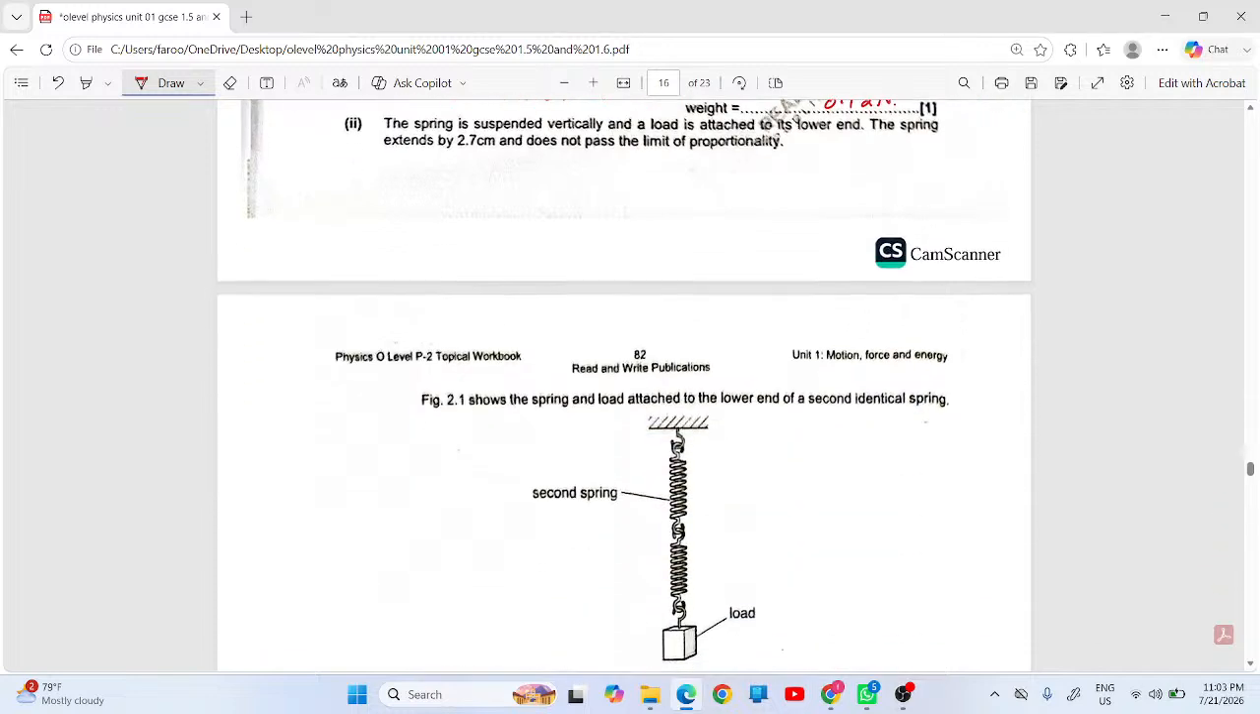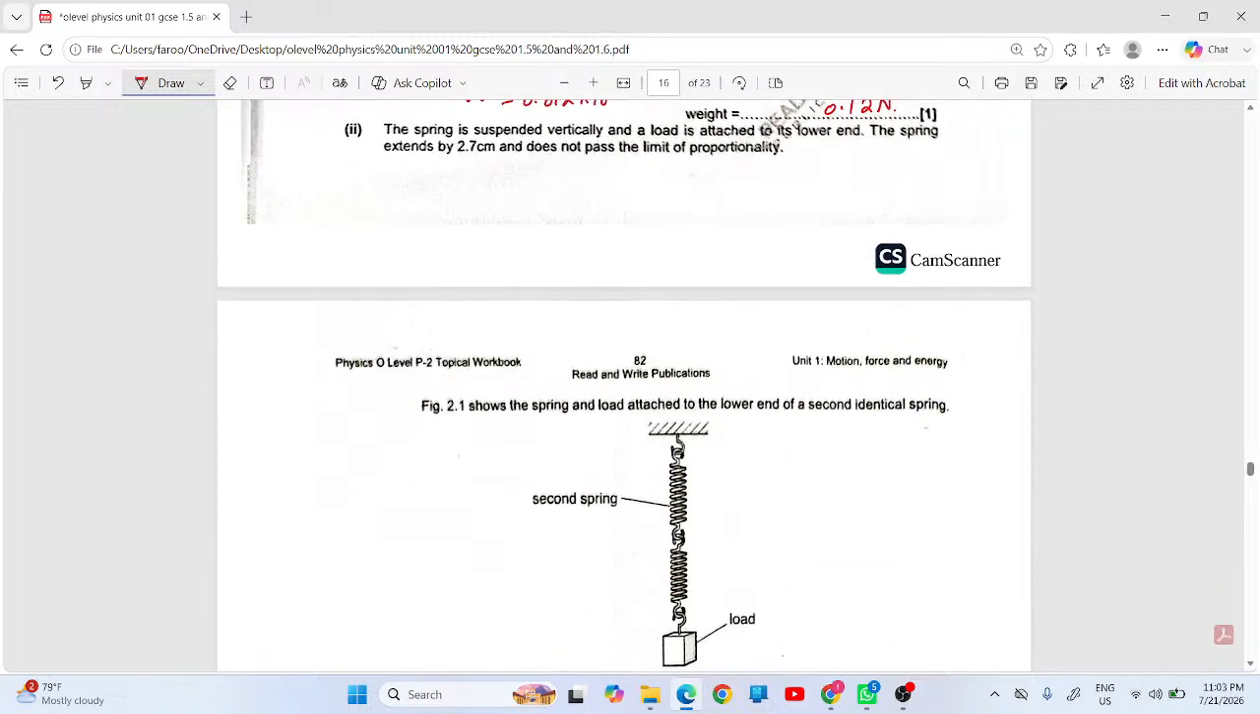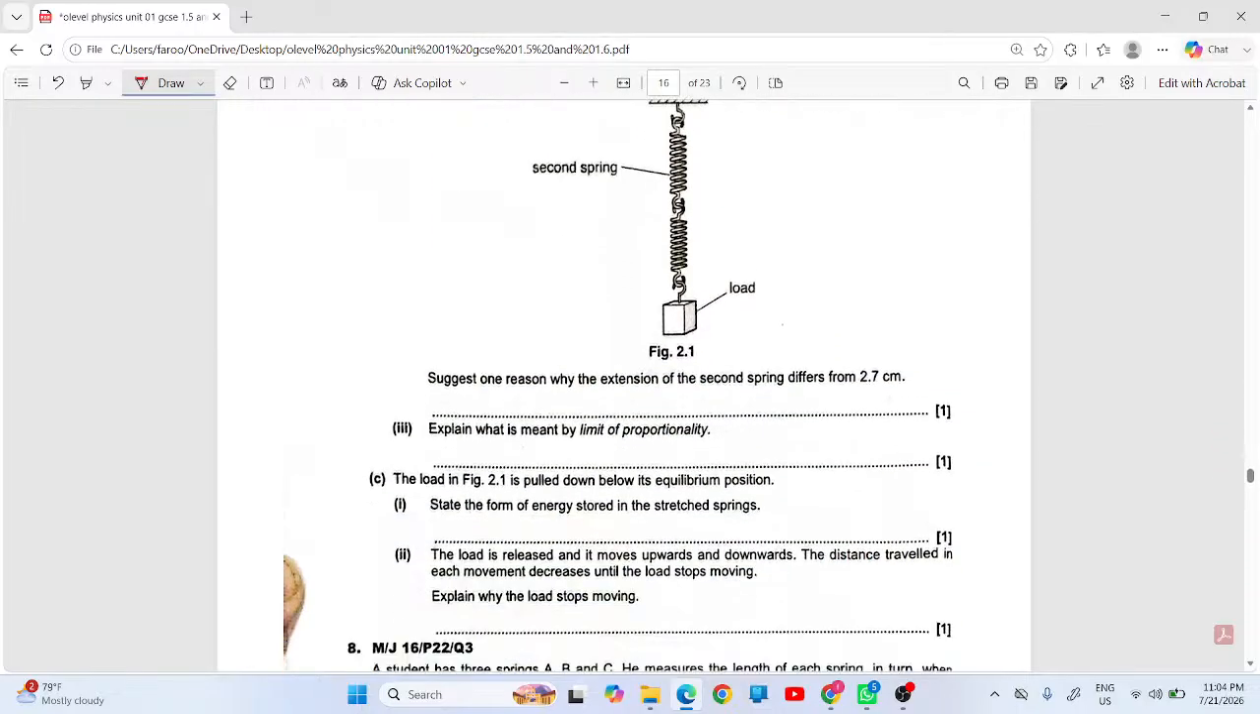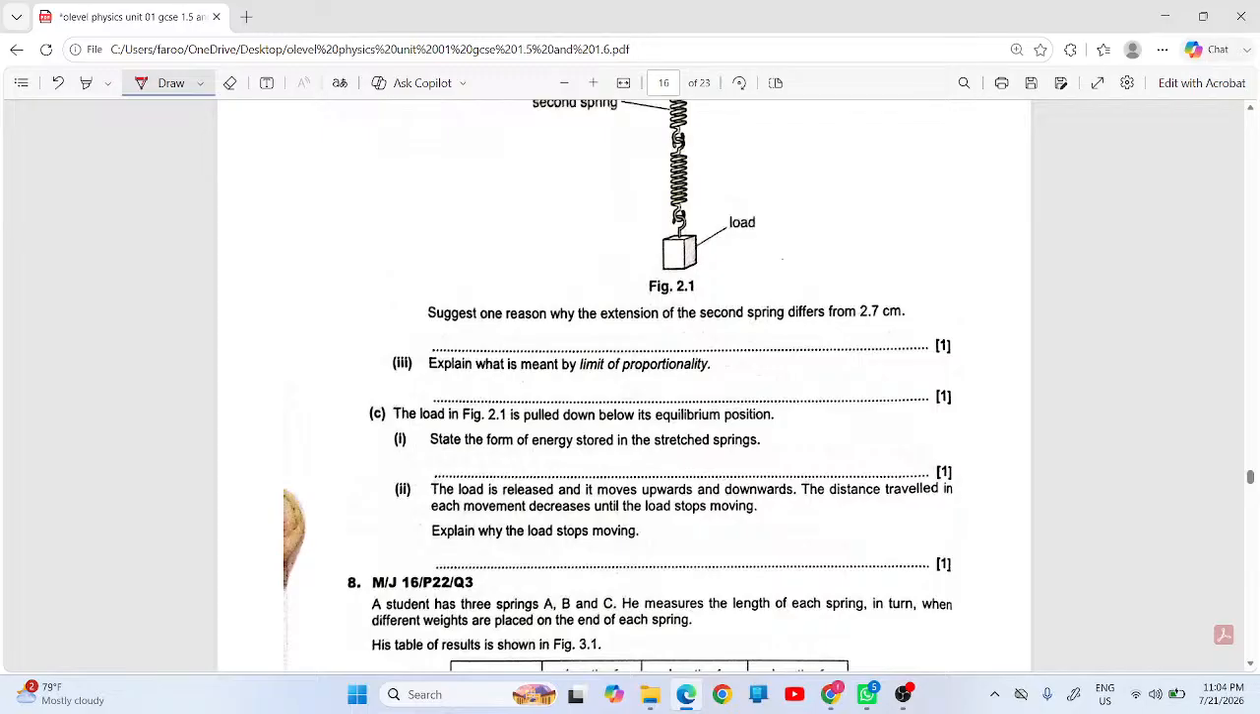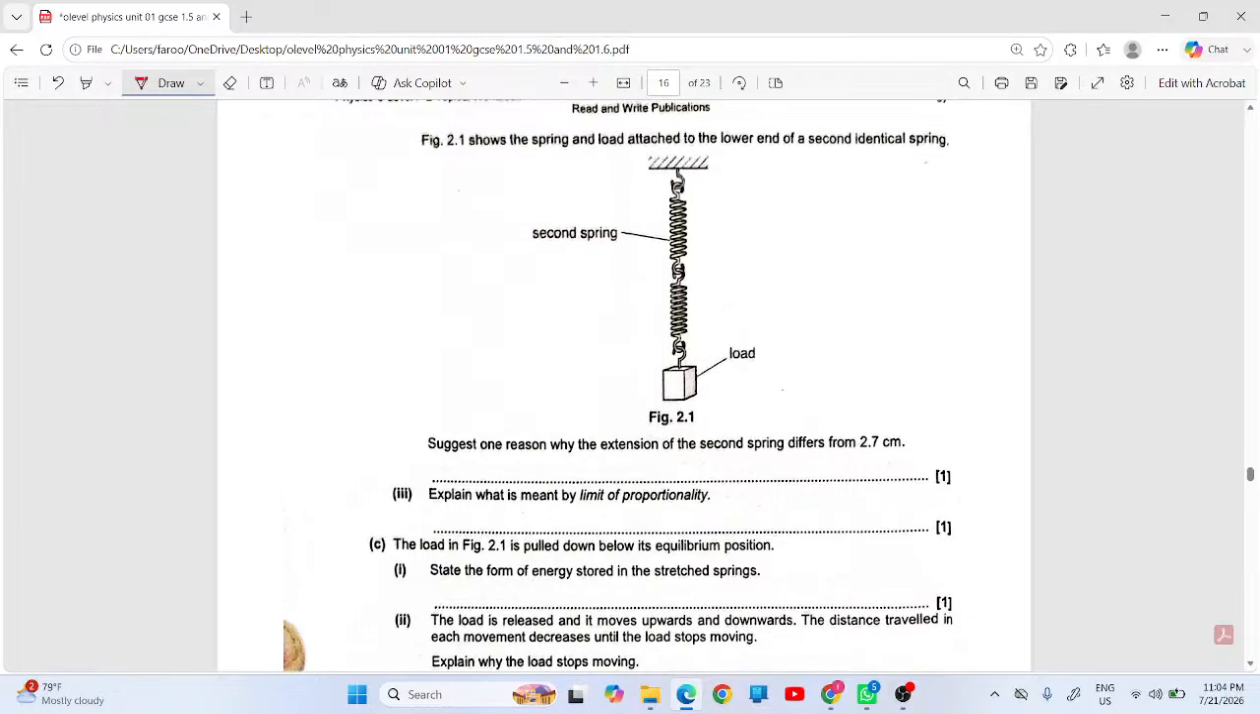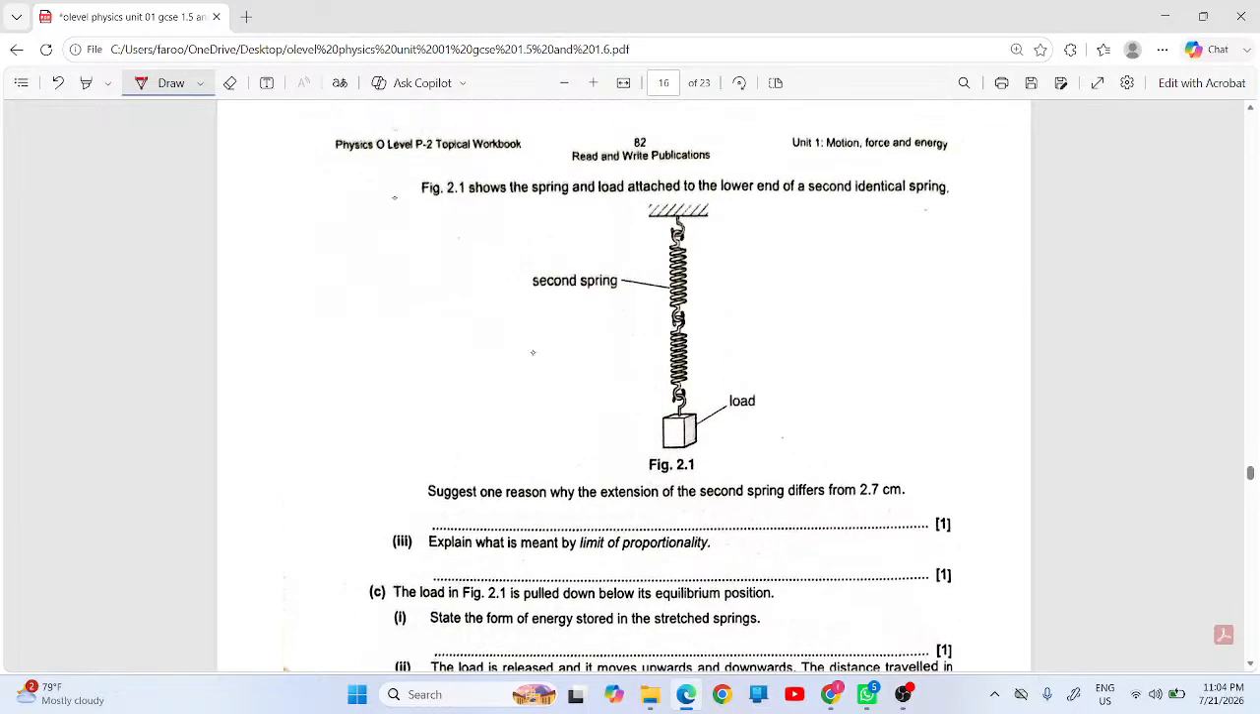Next is part b. Read it. The spring is suspended vertically and a load is attached to its lower end. The spring extends by 2.7 centimeters and does not pass the limit of proportionality. State one reason why the extension of the second spring differs. A figure shows a spring and load attached to the lower end of a second identical spring. So sir, this will be different because the second spring increases the length of the first one.